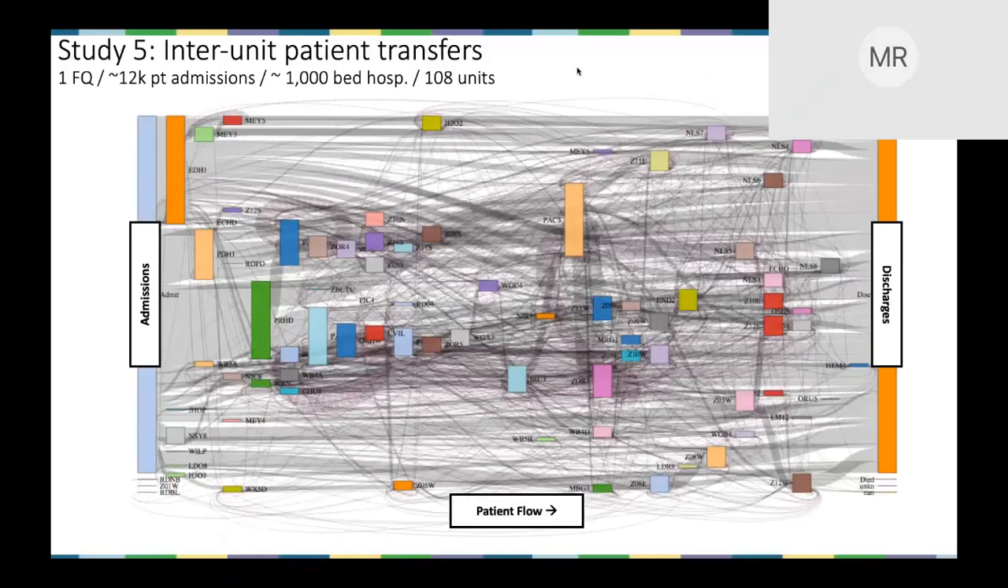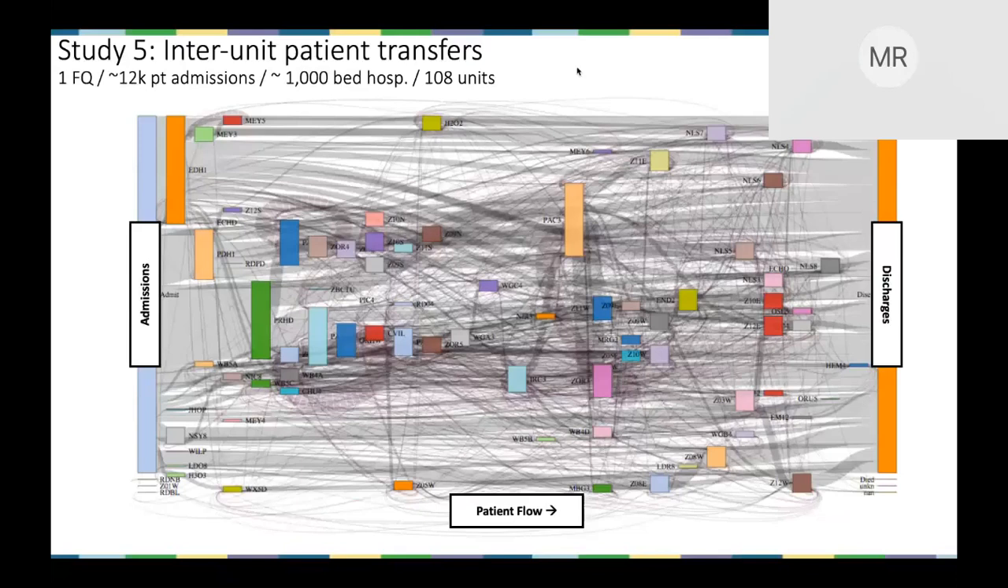So this is 3 months of data, about 12,000 patient admissions in a 1,000-bed hospital, 108 units. Here you see on the left, that's generally patients being admitted, and it progresses to the right for discharge. Each block is a physical location in the hospital, a unit. The bigger the block, the more patients moved through that unit in the period. And all the lines, of course, are patients moving from one unit to another. The bigger the line, the more patients moving through that.